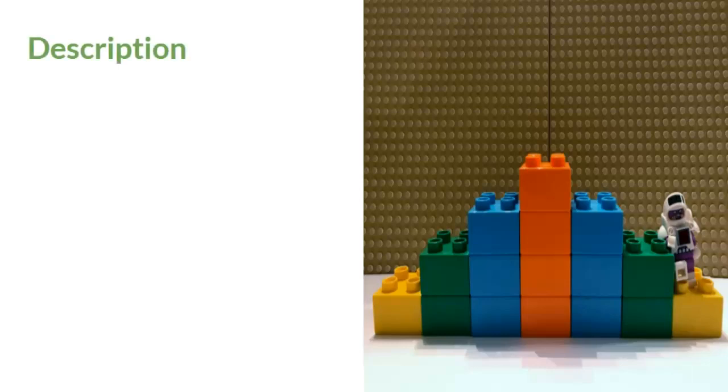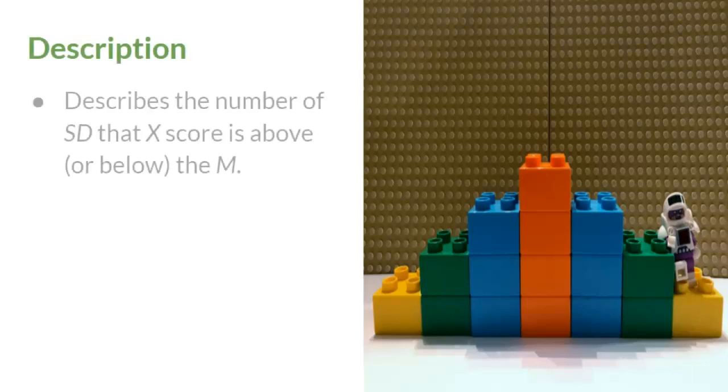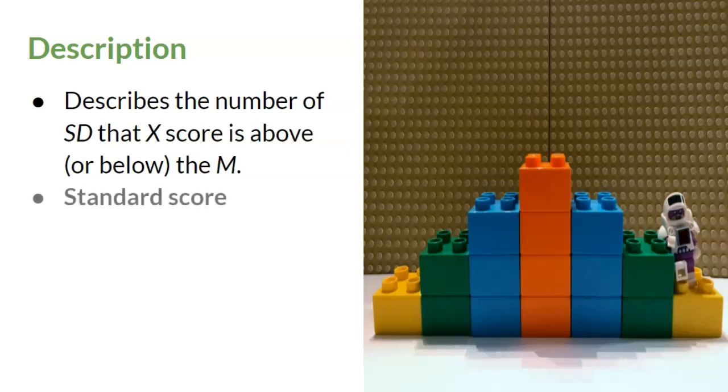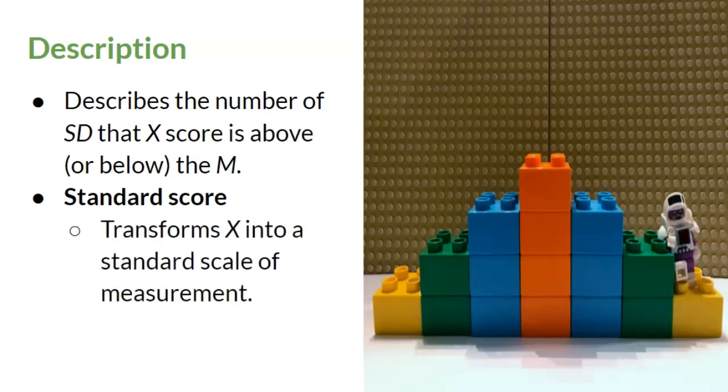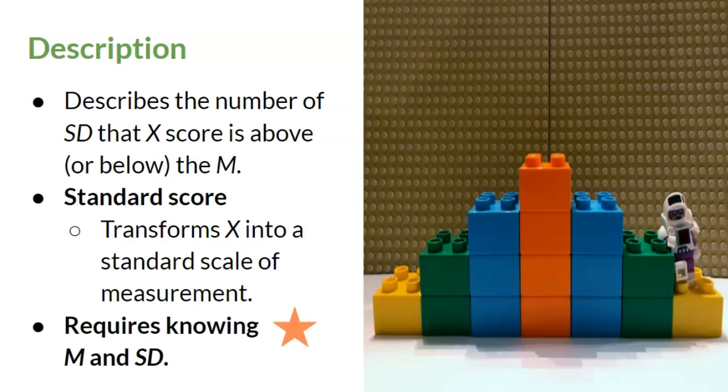A z-score is a number value that describes the number of standard deviations that an X-score is above or below the mean. It is also referred to as a standard score because a z-score transforms an X-score into a standard scale of measurement. As a result, you need to know the mean and standard deviation for the data set to determine the z-score.